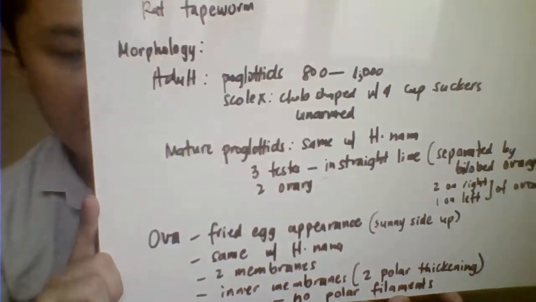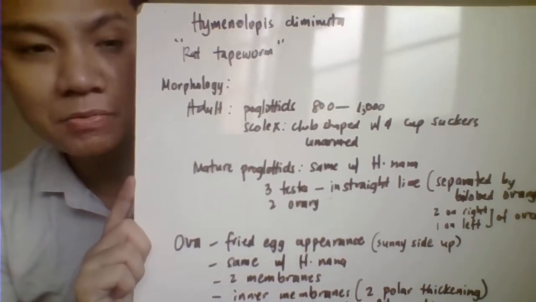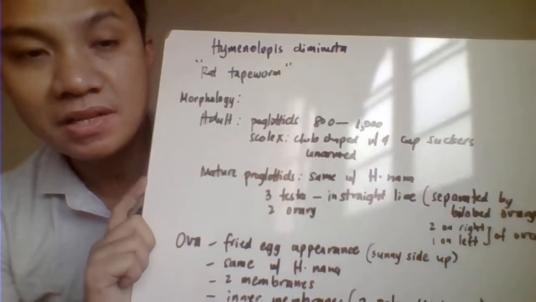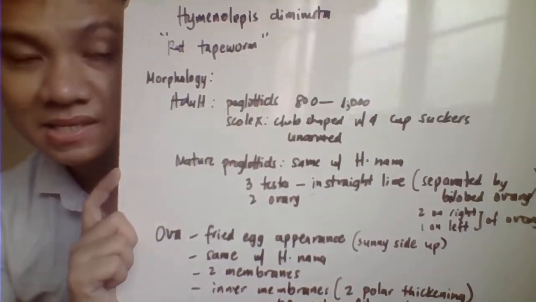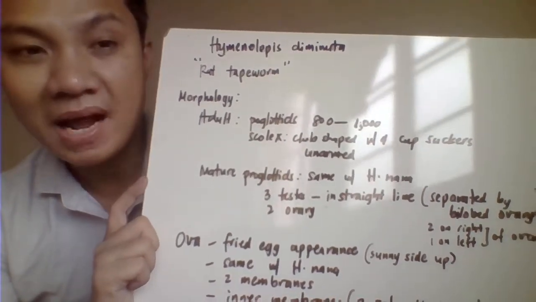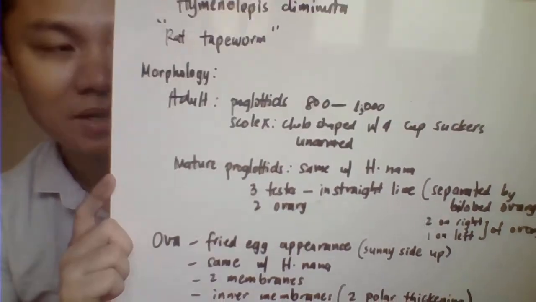Okay, now we go to your Hymenolepis diminuta, the counterpart of your Hymenolepis nana. Another name for this one is your rat tapeworm. It's already given that its intermediate host would always be the rat. We're talking about rat fleas or some beetles, something like that.